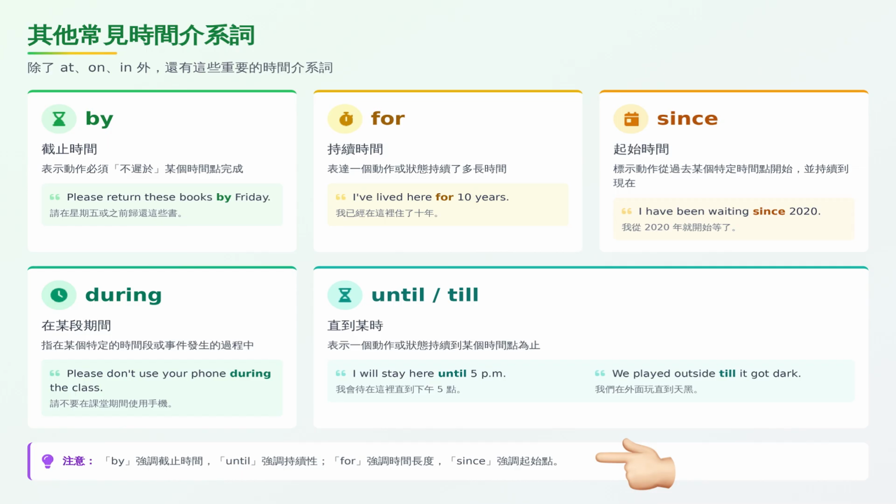Note: by emphasizes the deadline, until emphasizes the continuity, for emphasizes the length of time, since emphasizes the starting point.